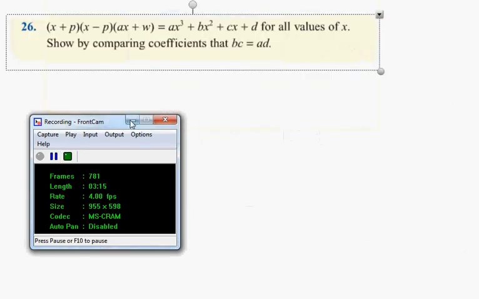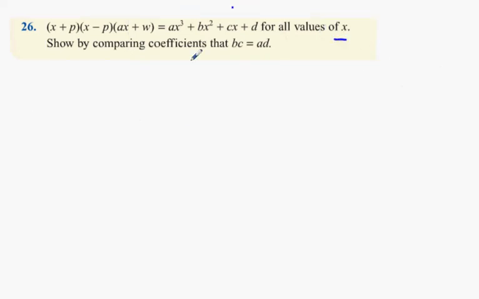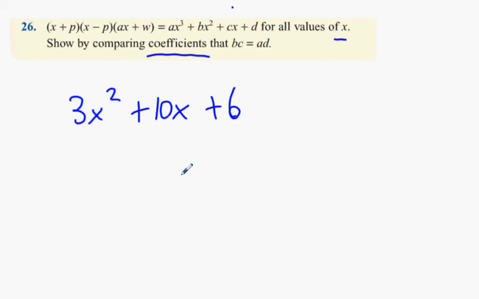Now, the left hand side equals the right hand side for all values of x. Show by comparing coefficients. Now, guys, just the word coefficients, okay? If I had 3x squared, and I asked you, what is the coefficient of x squared? The coefficient of x squared is 3. If I had 3x squared plus 10x plus 6, what's the coefficient of x squared? What's the coefficient of the x? 10. Just whatever number comes in front of the letter I talk about.